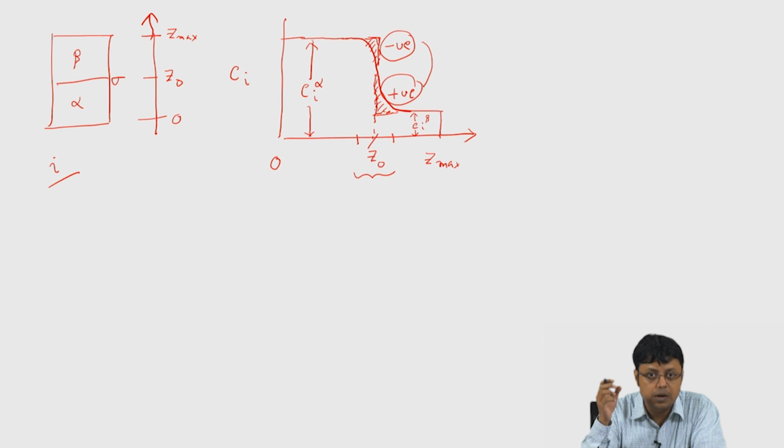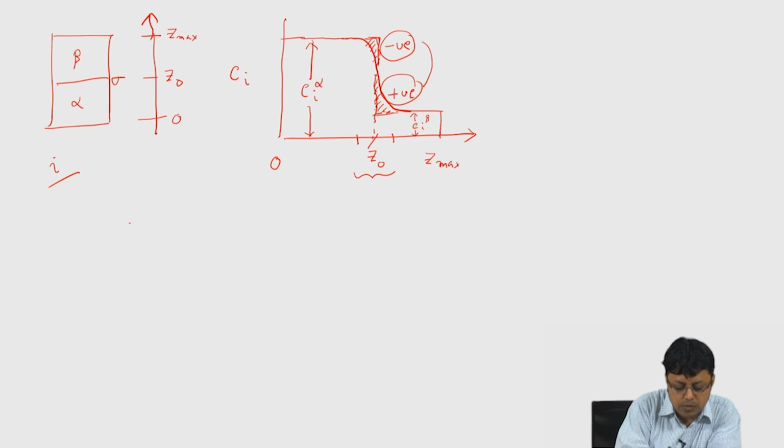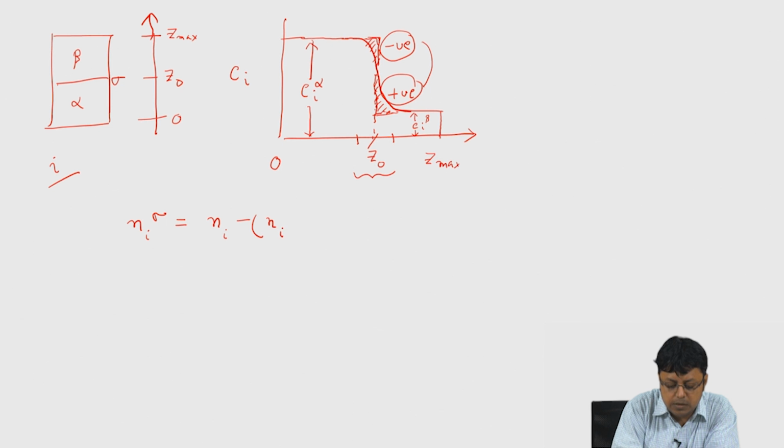Now, the question is how do you formulate the thermodynamics of this problem. To begin with, we will just do the mass balance, in the sense that the total number of molecules in the interfacial region for the ith species will be nothing but the total number of molecules minus the number of molecules in the alpha phase plus the number of molecules in the beta phase. That would always be true.